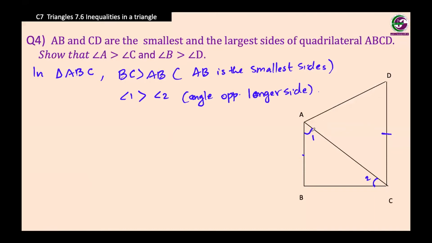So we get angle 1 is greater than angle 2. Same way from the triangle ADC, CD is the longest side of the whole quadrilateral, which means AD is smaller. CD is greater than AD because CD is the largest or longest side.